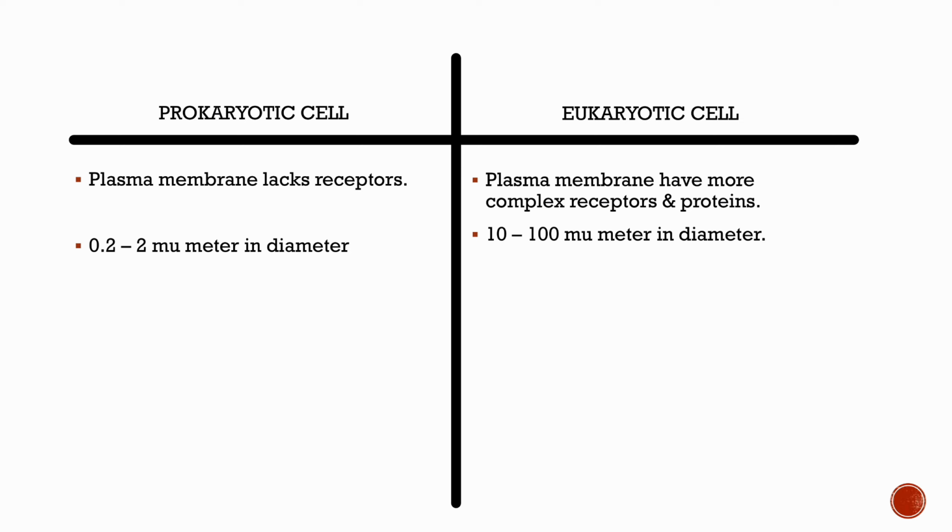In prokaryotes, the plasma membrane does not contain complex proteins or receptors. But eukaryotes contain complex receptors as well as proteins. Prokaryotic cells are around 0.2 to 2 micrometers in diameter, while eukaryotes are 10 to 100 micrometers in diameter.